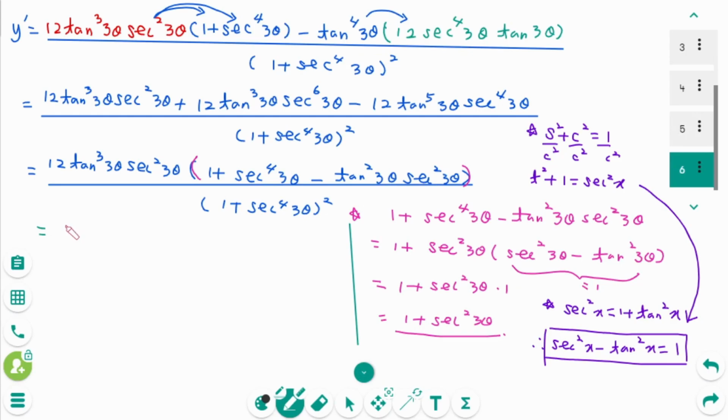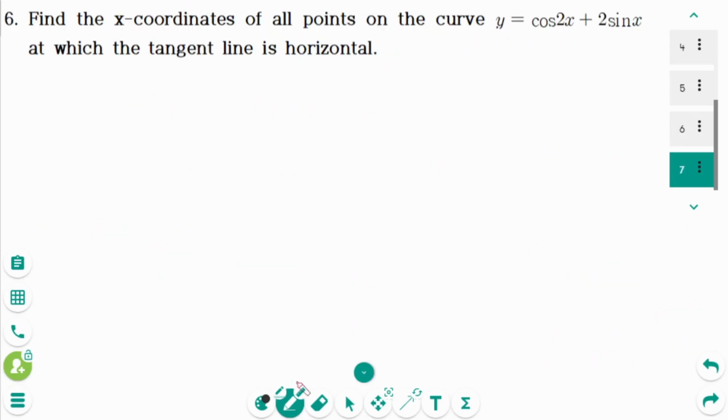The final answer is 12 tangent cubed 3 theta secant squared 3 theta times (1 plus secant squared 3 theta) over (1 plus secant to the power of 4 3 theta) squared. This is the last one. For the tangent line to be horizontal, that means y prime equals 0.